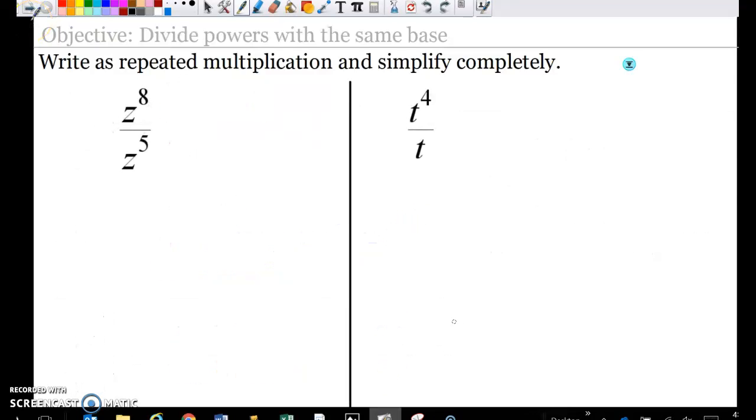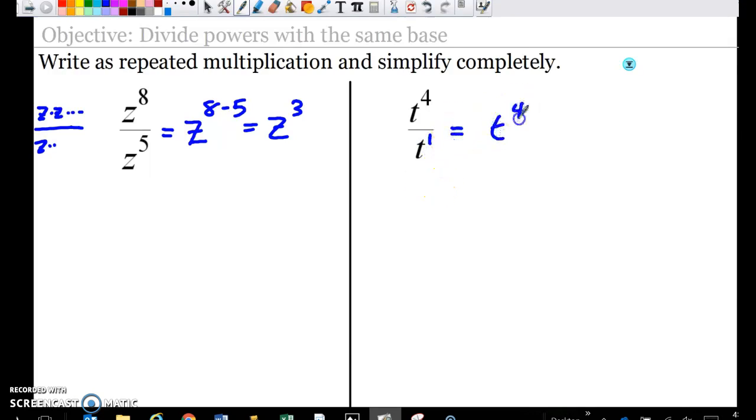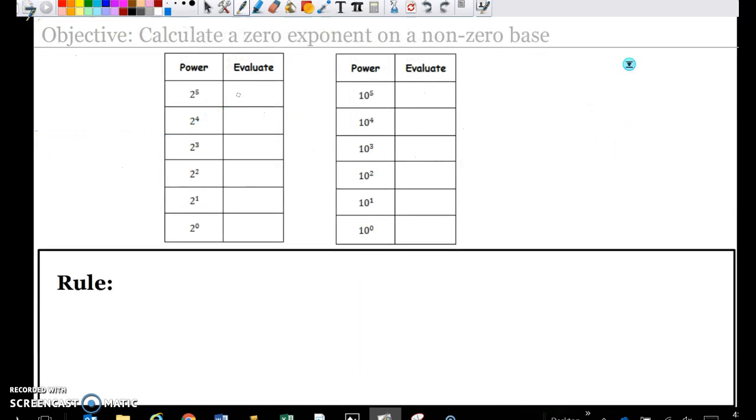Let's use this to simplify some things with non-numerical bases, with a base of z. Well, z to the 8th divided by z to the 5th is z to the 8 minus 5, which gets me z to the 3rd. Which again, you could show by literally writing 8 z's divided by 5 z's and crossing them out. t to the 4th divided by t. Now t is raised to what power in the denominator? 1. If there's no exponent, you assume it's to the 1st power. This would be t to the 4 minus 1. It's t to the 3rd power. Divide by the same base, subtract the exponents.